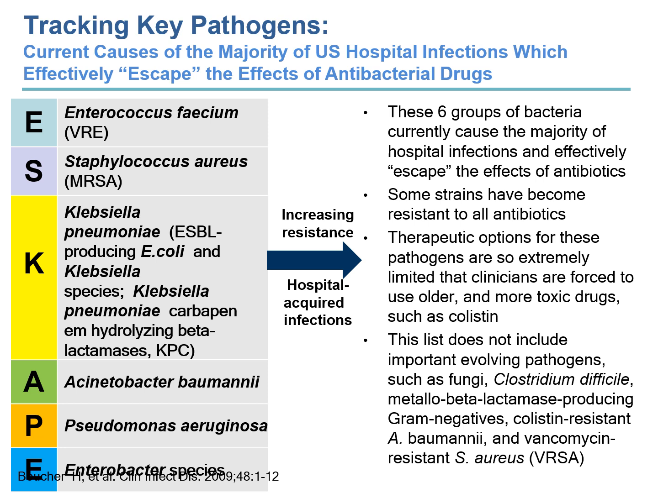What are the current causes of the majority of US hospital infections which effectively escape the effects of antibacterial drugs? These include Enterococcus faecium, Staph aureus, Klebsiella pneumoniae, Acinetobacter baumannii, Pseudomonas aeruginosa, and Enterobacter species, abbreviated as ESKAPE. This group of six bacteria currently causes the majority of hospital infections and effectively escapes the effects of antibiotics. Some strains have become resistant to all the antibiotics. Therapeutic options are so extremely limited that clinicians are forced to use older ones such as colistin.